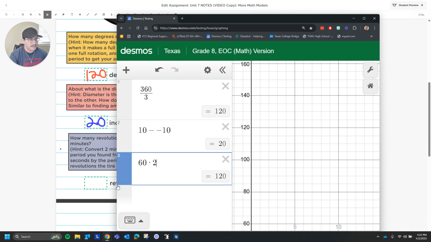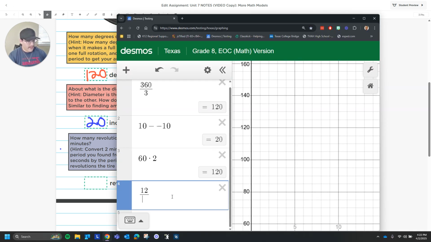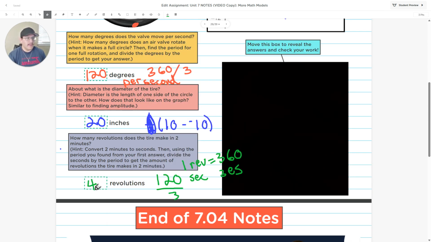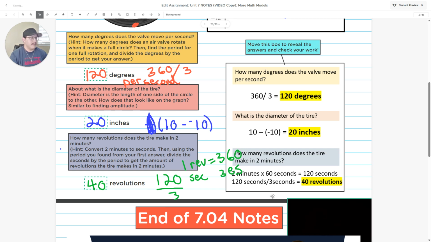I'm going to show y'all though. 120 divided by 3, 40. So there's 40 revolutions happening in 2 minutes, because every 3 seconds it goes one revolution. After another 3 seconds, that's 2. So 120 seconds is 2 minutes. 120 divided by 3 is 40 revolutions. And then just to show you all the answers right here, here they are. Let me erase some of this right here. And there we go.